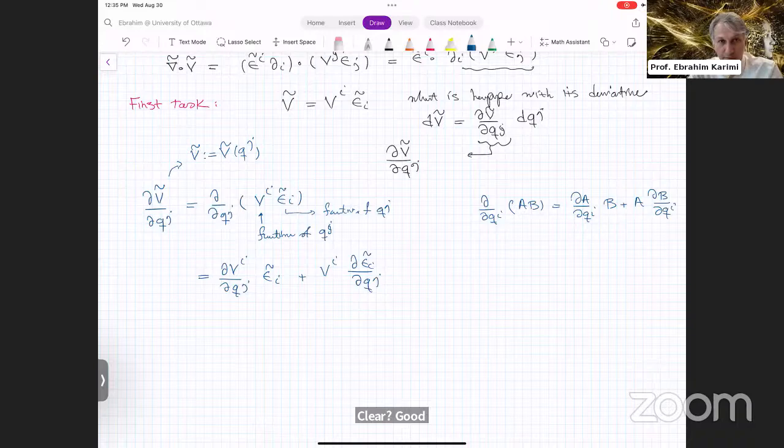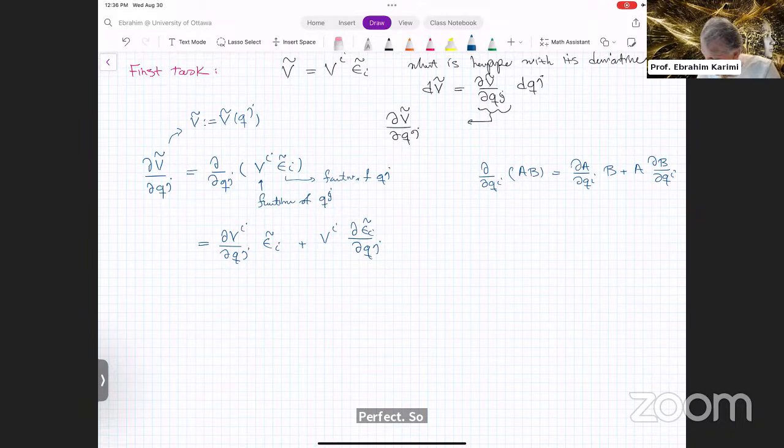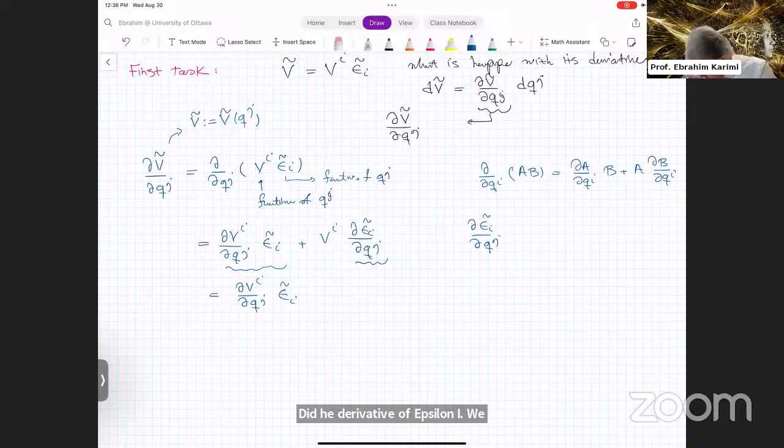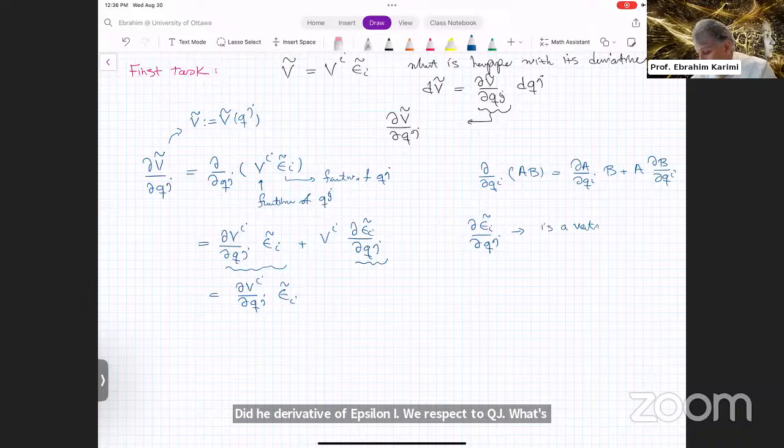So now, well, the first term is clear: I will take the vector's component, I will take the derivative of this, multiplying by the basis. Okay, lovely. What about the second term? Derivative of epsilon I with respect to QJ. What's the result? It is a vector. But where is this vector located?